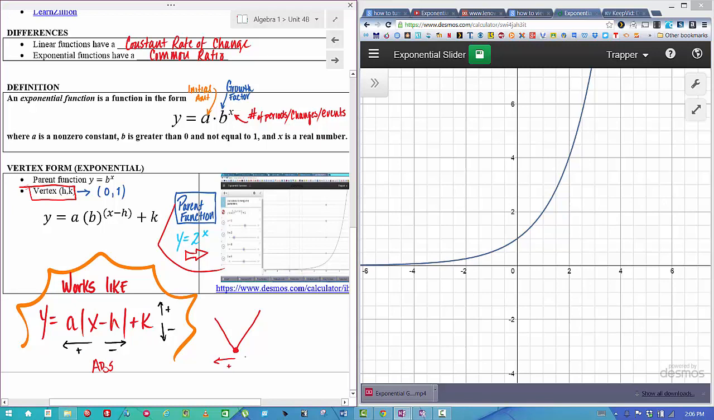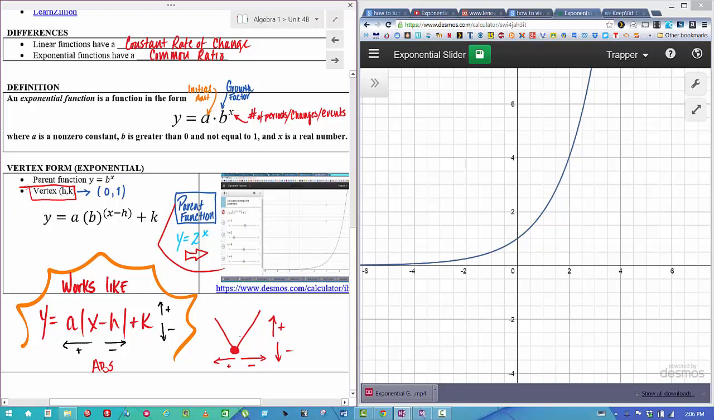if it was positive. And if the value inside the absolute value with h was negative, it moved it to the right. And if there was a k value, it moved it up if it was positive and down if it was negative. It was pretty straightforward, but we were always talking about this vertex here.